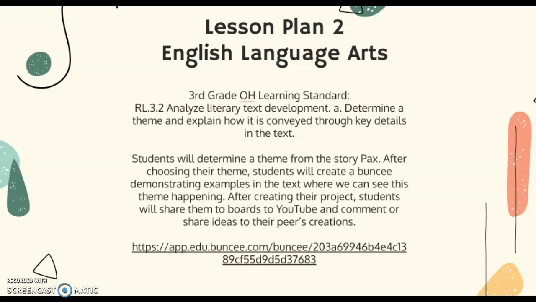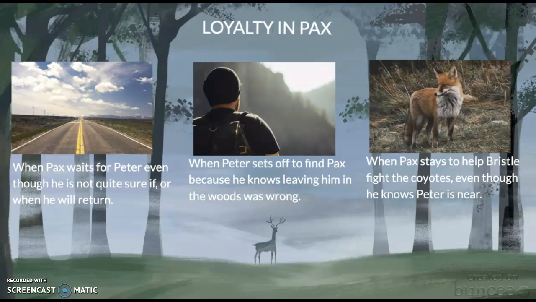on their peers' creations. So here is what a student artifact might look like if they choose the theme loyalty. There are 3 examples: where Pax waits for Peter, when Peter sets off to find Pax, and when Pax stays to help Bristle fight the coyotes even though he knows that Peter is near.